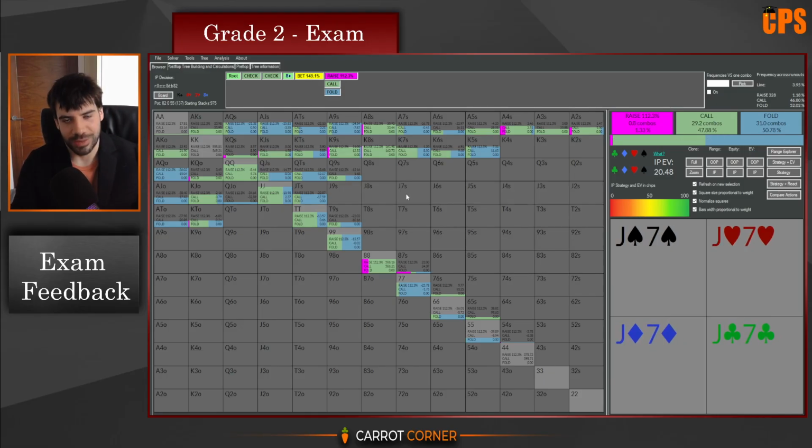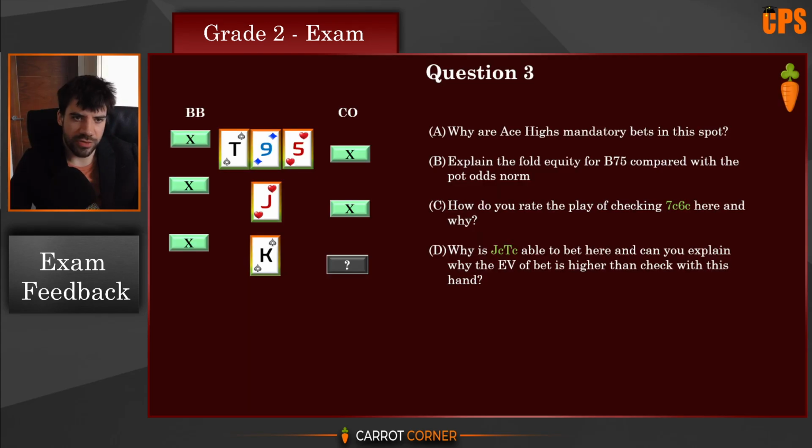We have to be incredibly careful when it comes to what we lead in turn spots like this. Hopefully that's a good lesson on turn probing. Let's move on to question 3. Question 3 concerns this double delayed c-bet opportunity.